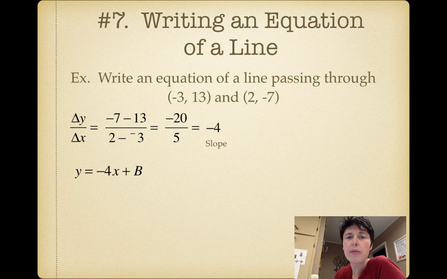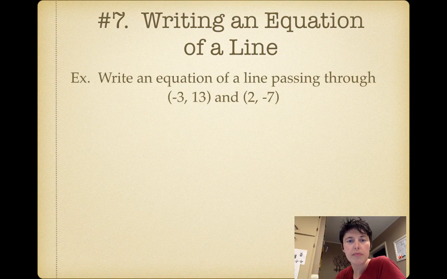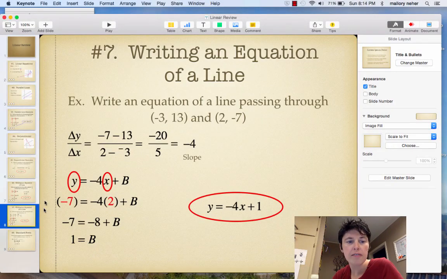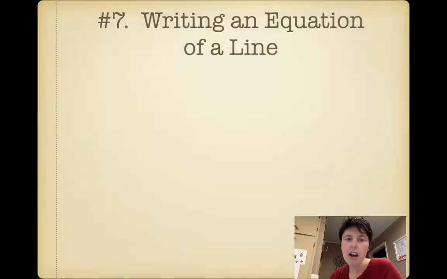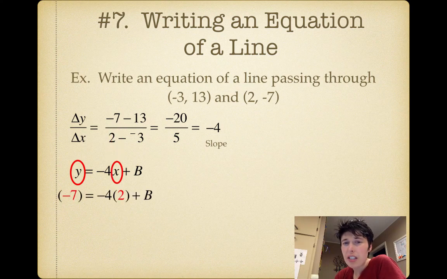So now I'm going to write y equals -4x plus b, and I'm going to solve for the plus b by, again, substituting in for x and y. This time, you kind of get to choose, just because you can plug in the (-3, 13), or you can plug in the (2, -7). And in my example, I'm plugging in the (2, -7), but you could have plugged in the (-3, 13). You're going to get the right answer either way.